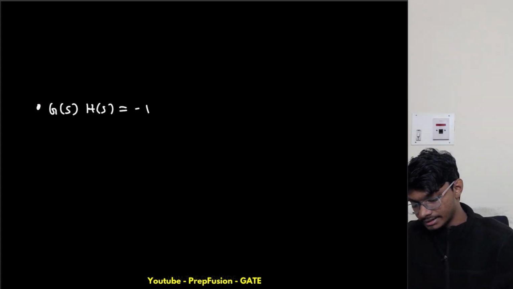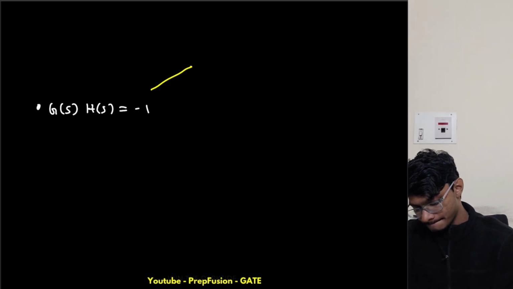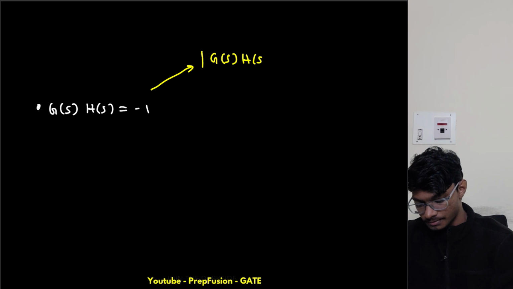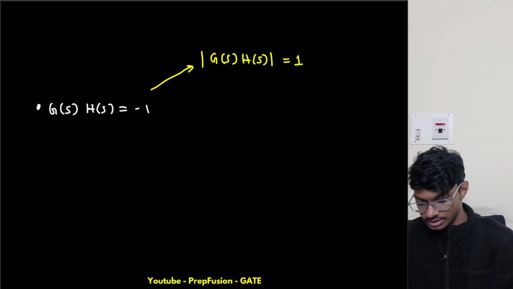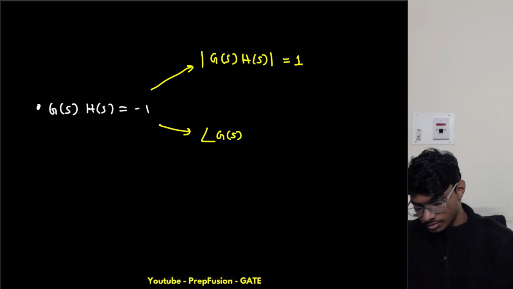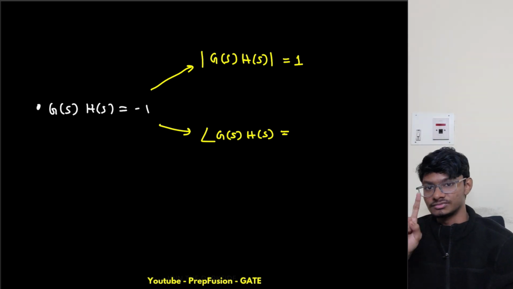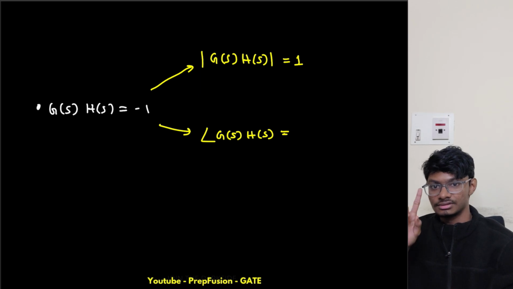Here I can deduce two conditions. One is that the magnitude of G of S into H of S equals 1 itself. And what is the other one? The other one is that the angle of G of S into H of S equals, what is the angle? Tell me, what is the angle of -1? What is the angle of 1? Angle of 1 is 0.